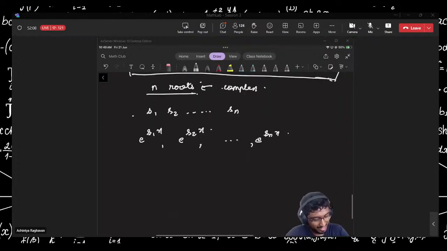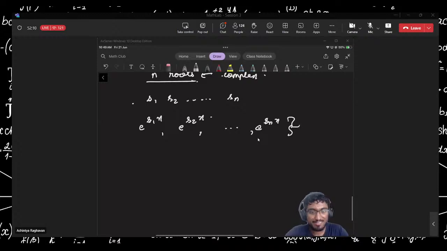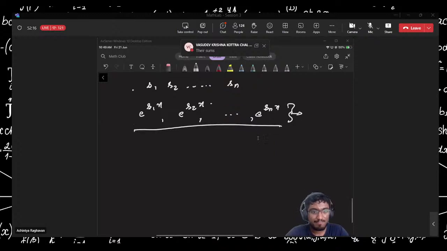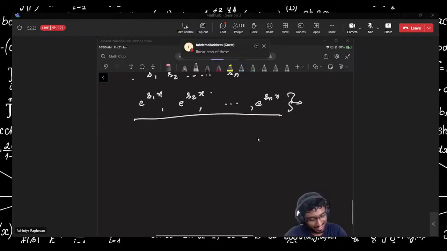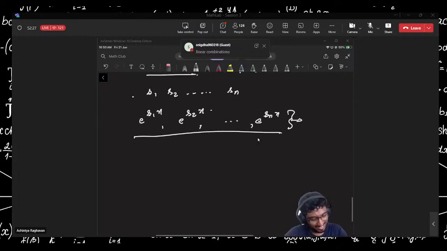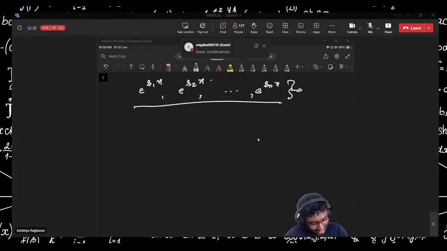Can you think of any other solutions? Can you somehow make solutions with this? Answer in chat. Is there any way we can make solutions? Yeah, right. Linear combinations of them are also solutions. So I will leave this to you guys to verify, but the general solution can be written like this.